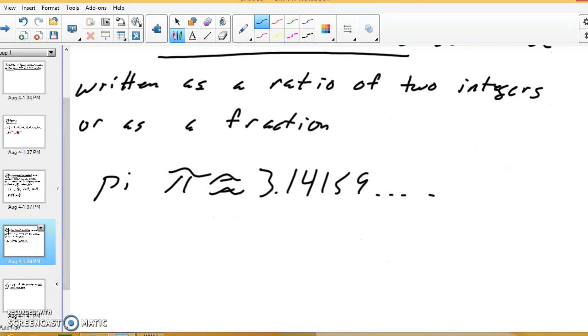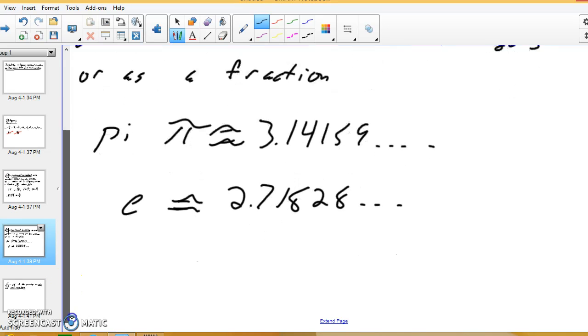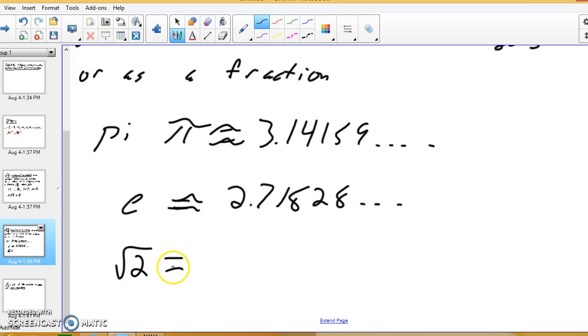A couple more examples of numbers that are irrational is the e function. So e, which is equal to roughly 2.71828 and so on and so forth. Again, because this number never ends, it cannot be written as a fraction. One more pretty common example is the square root of 2. The square root of 2 is roughly equal to 1.4142135 and so on and so forth.